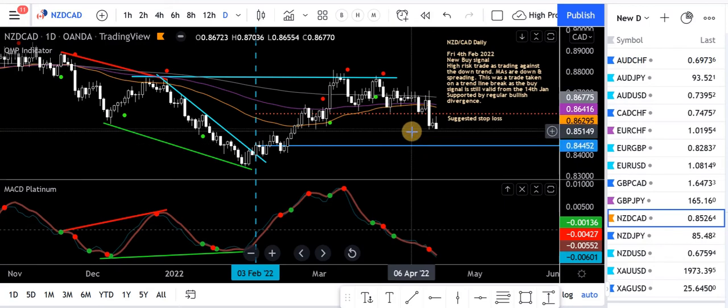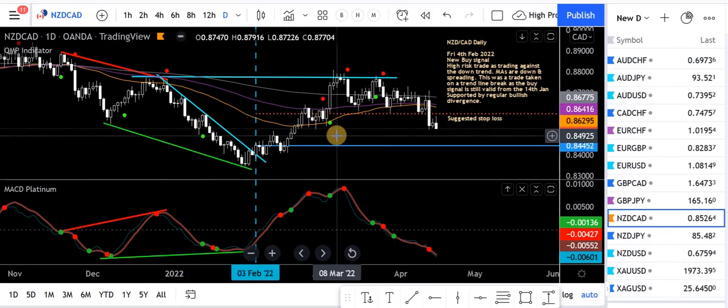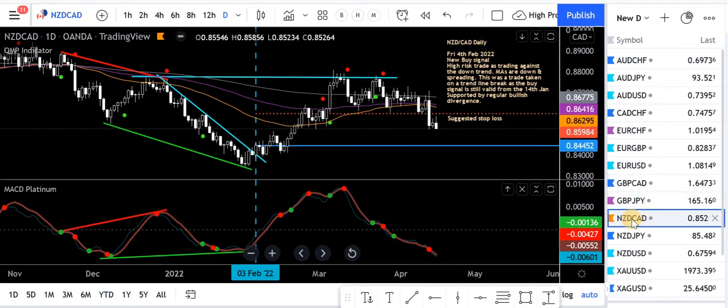So the buy stopped out for an overall profit, which is good, more than made up for the loss on that one there. So that's out. That's no trades on the New Zealand CAD. I'll just tidy up that chart at the end. As I said, I'll just leave these on to show you guys.